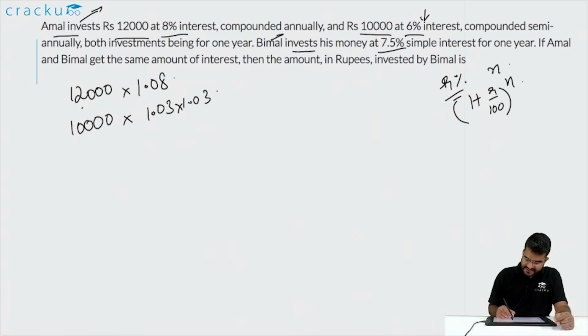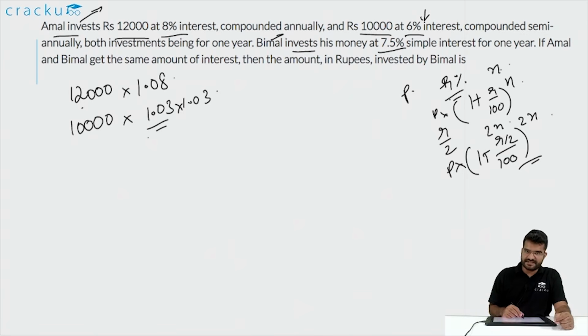But say if somebody says he has invested P rupees at R% interest compounded semi-annually for n years, the effective rate of interest will become R by 2 and the total time becomes 2n. So in that case, the amount will become P into 1 plus R by 2 by 100 to the power 2n. In this case, the interest is halved and the duration is multiplied. So this is the total amount that Amal will receive at the end of 1 year.